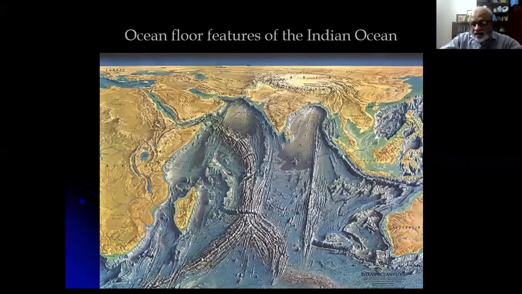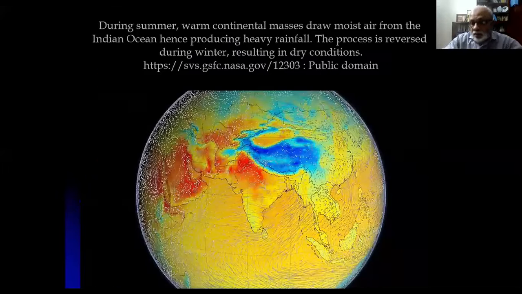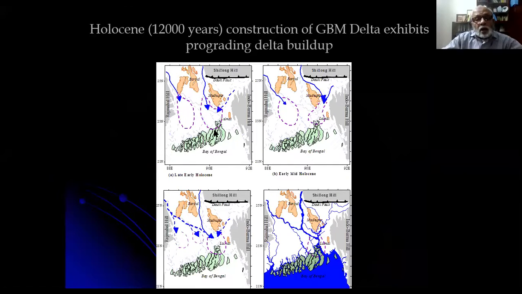Now this delta, in fact, the present coast is here, but this is about 12,000 years of construction. So back 12,000 years ago, the coast was somewhere here.